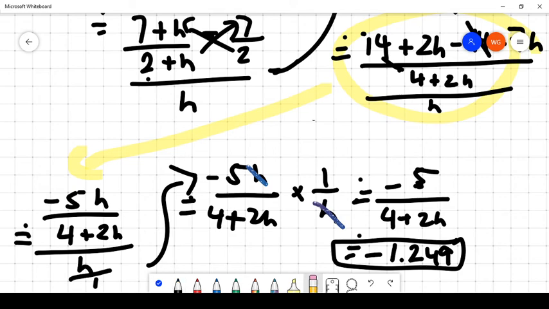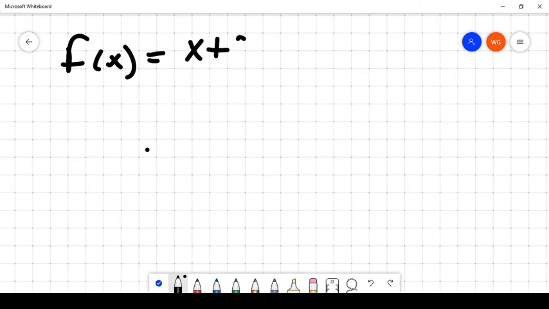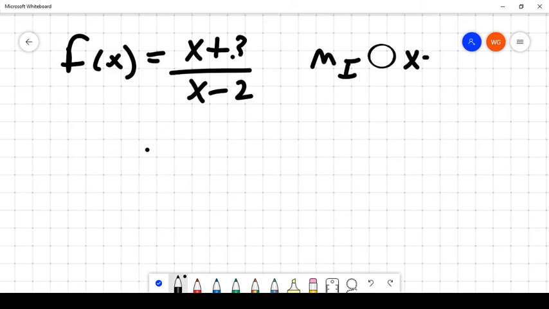So now let me finish off this video by taking you through one more idea, because we take that same function, f of x equals x plus 3 over x minus 2, and we want to evaluate m sub I at x equals, oh boy, well, originally I said 4, but what if I said 2? What if I said find that instantaneous rate of change at the place where x equals 2?